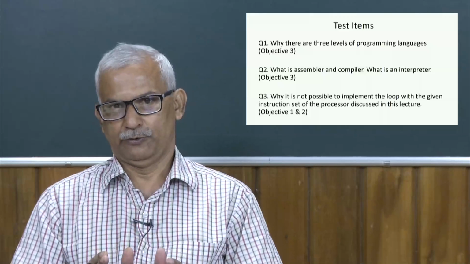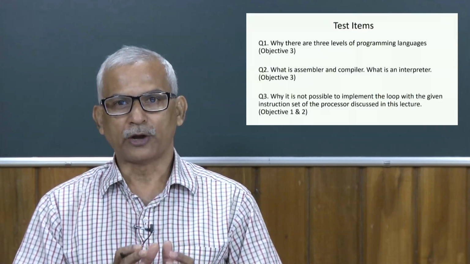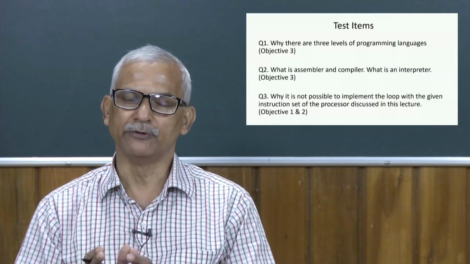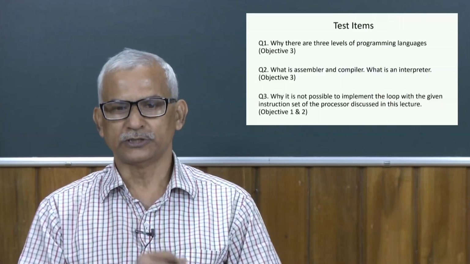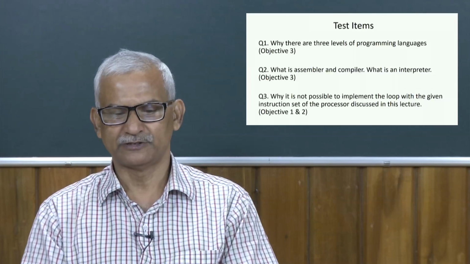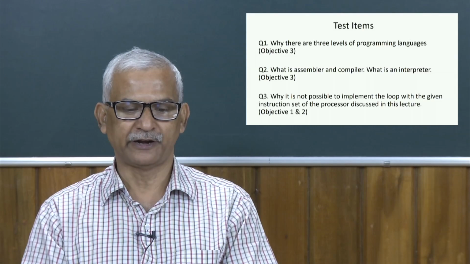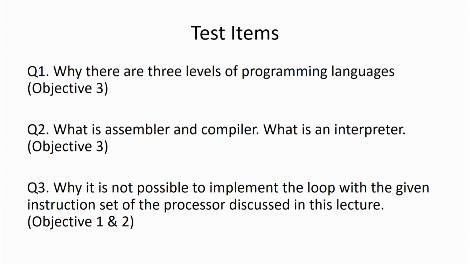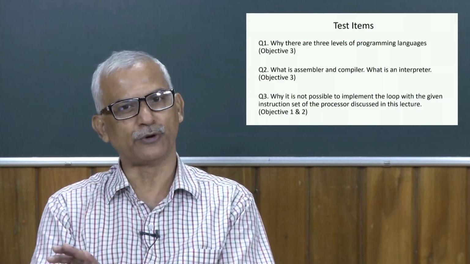Now, I feel that you have an idea how a program is executed in a computer, whether we are writing it in a high level language or assembly level language or machine level language. So, now I am giving some very simple test items. The first question is why there are 3 levels of programming language: machine level, assembly level and compiler. If I give you the processor and say just program it, then what will happen? You have to write everything in machine level.